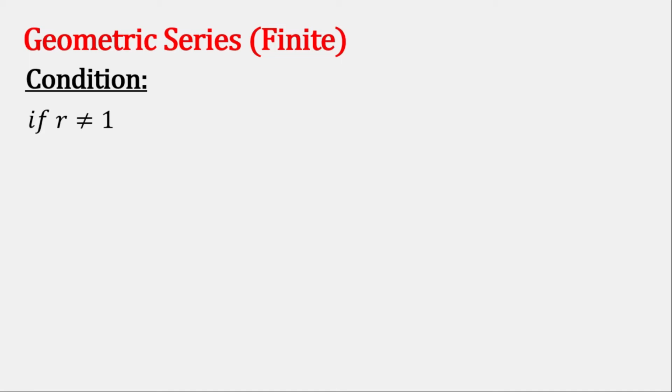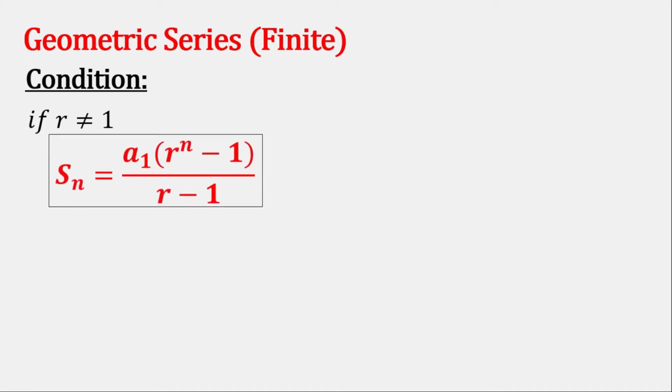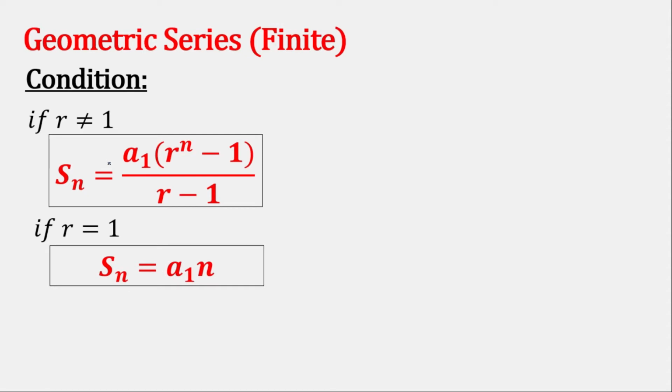First condition is if r is not equal to 1. If r is not equal to 1, then we're going to use this formula: S sub n is equal to a sub 1 multiplied by r raised to n minus 1 over r minus 1. Next condition, if r is equal to 1. If the common ratio is equal to 1, then we will use the formula a sub 1 times n, or a sub 1, the first term, multiplied by the number of terms.